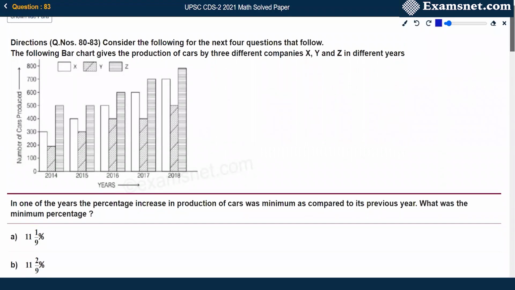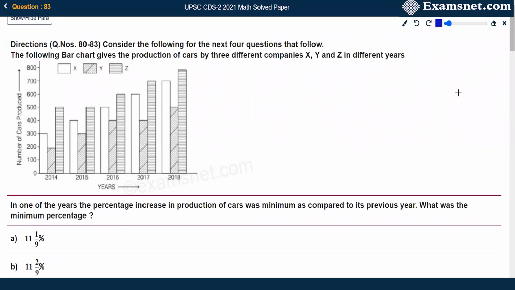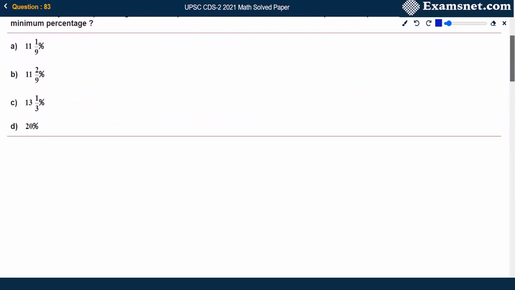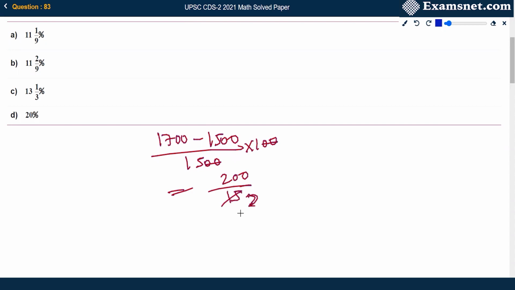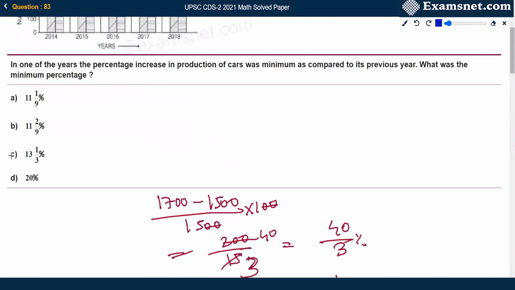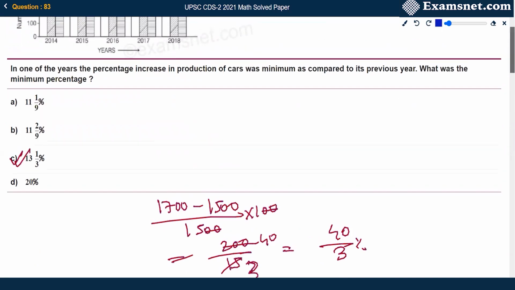So in question number 83, which is the continuation of the previous one, we are asked: in one of the years, the percentage increase in production of cars was minimum as compared to its previous year. What was the minimum percentage? I have already found that 2017 is the year where the production increase was the minimum, and again I can show you the changes. 1700 minus 1500, divided by 1500, so it becomes 340%, that is 13 whole 1 by 3%. So here option C is the correct answer, that is 13 whole 1 by 3%. Okay.